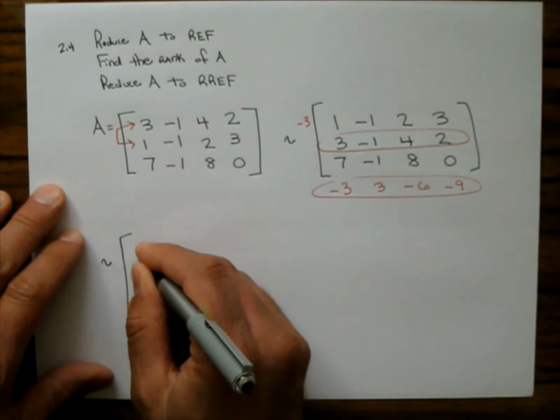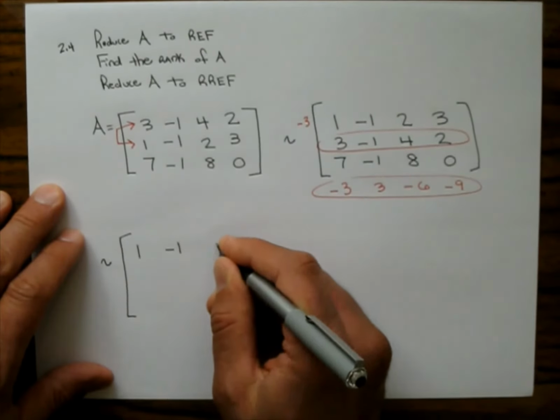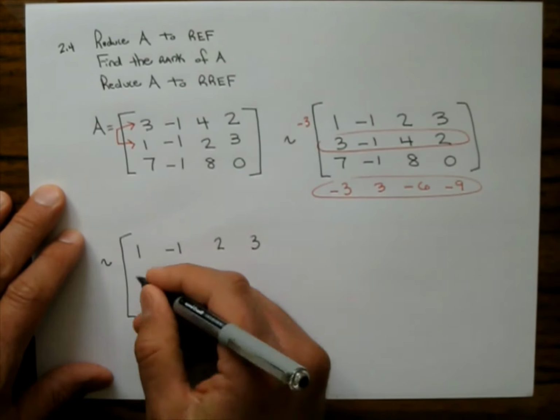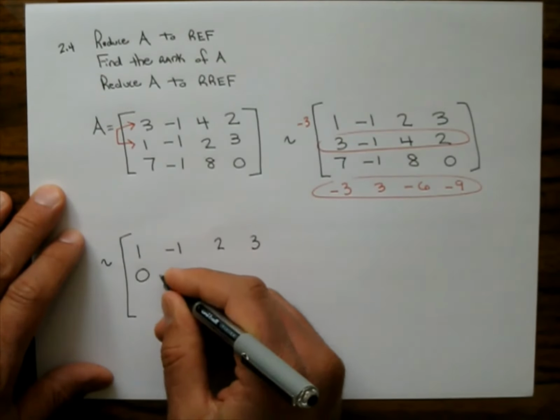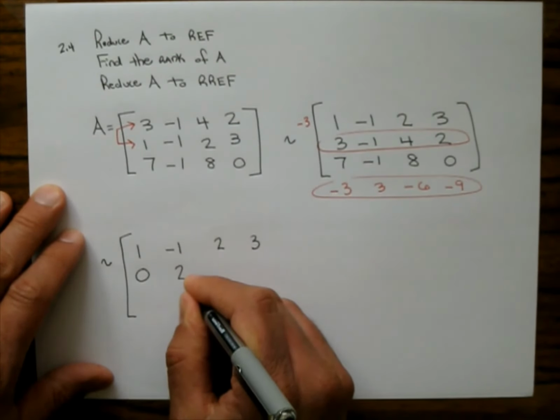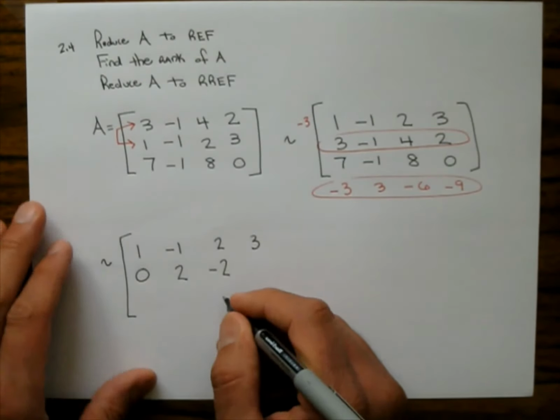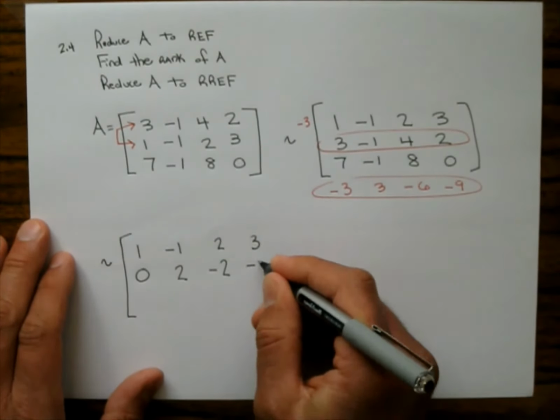So row 1 is 1, -1, 2, 3. And then the new row 2 is 0. That's what I want. 2. Then we have -2 and -7.